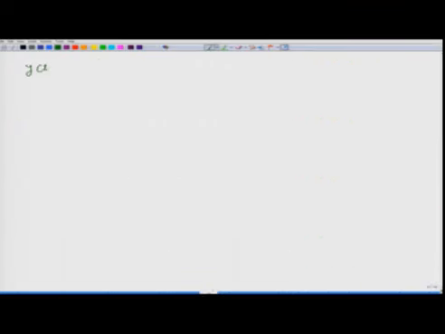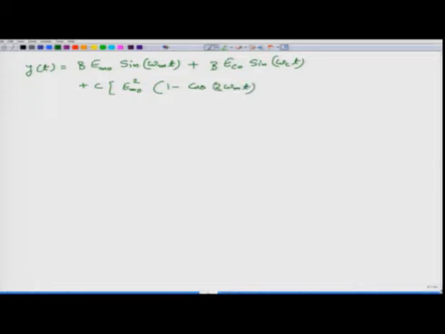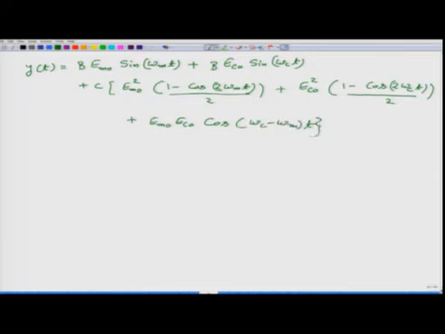As the expression of y(t), we will get b E_m0 sine of omega_m t plus b E_c0 sine of omega_c t plus c times E_m0 squared, 1 minus cos of 2 omega_m t, divided by 2, plus E_c0 squared, 1 minus cos of 2 omega_c t, divided by 2, plus E_m0 E_c0 cos of (omega_c minus omega_m) t and minus E_m0 E_c0 cos of (omega_c plus omega_m) t.